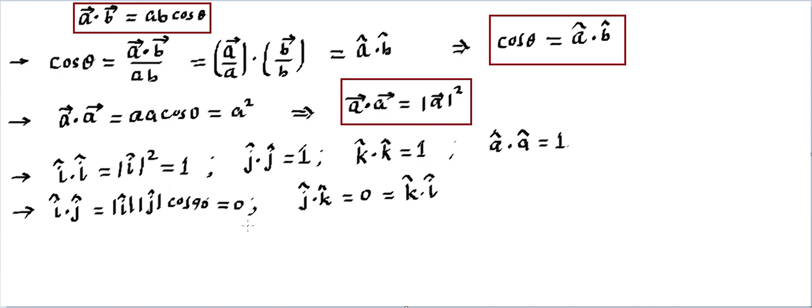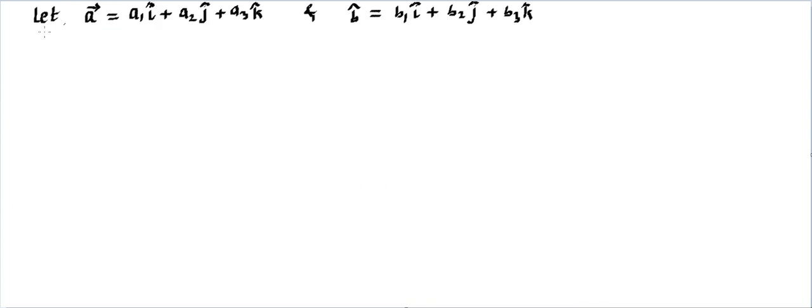Once you have understood this, we will be able to find the value of a dot b. How we are going to find this value of a dot b, we can see in the next slide. So let's say vector a is given as a1 i cap plus a2 j cap plus a3 k cap, and b vector has been given to us as b1 i cap plus b2 j cap plus b3 k cap, and we are looking for a dot b.